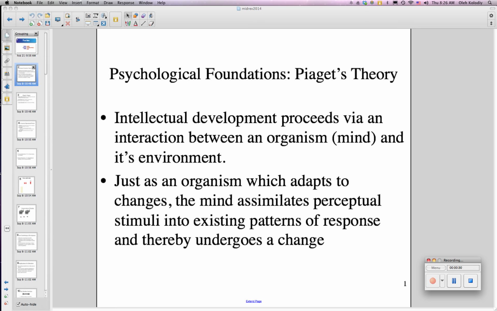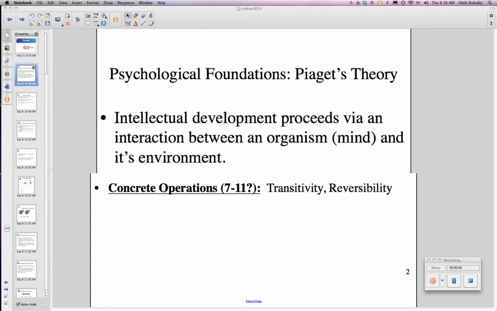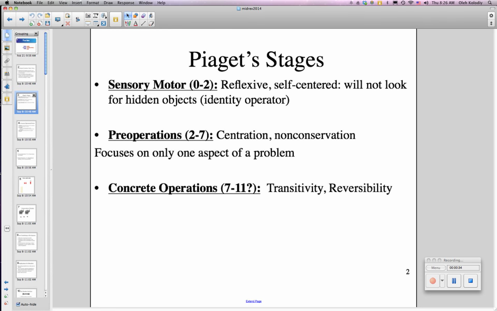a change. Piaget put together a set of mental stages based on age through which children develop as they grow. Each stage is based on certain abilities to perform certain mental operations and an inability to perform others. At birth, a child is in a sensory motor stage, which doesn't really concern us here, but his behavior in this stage is mostly reflexive.